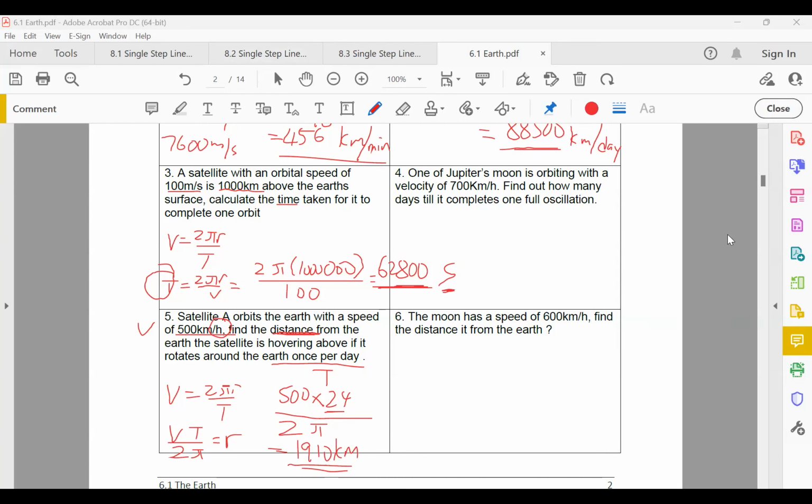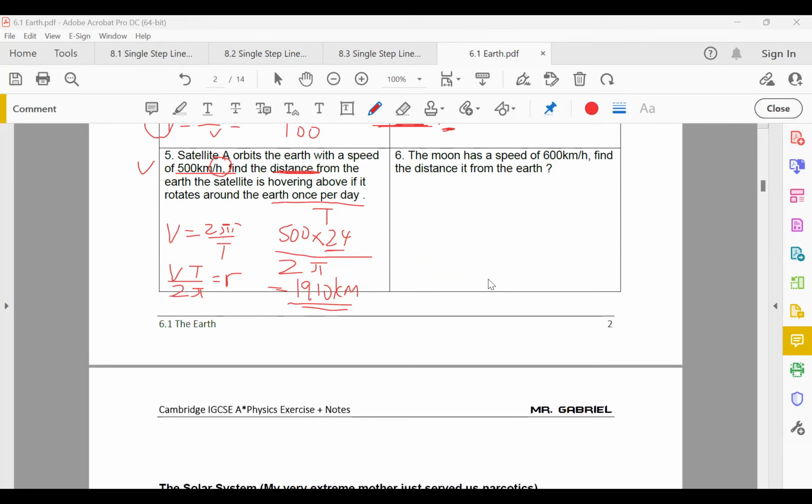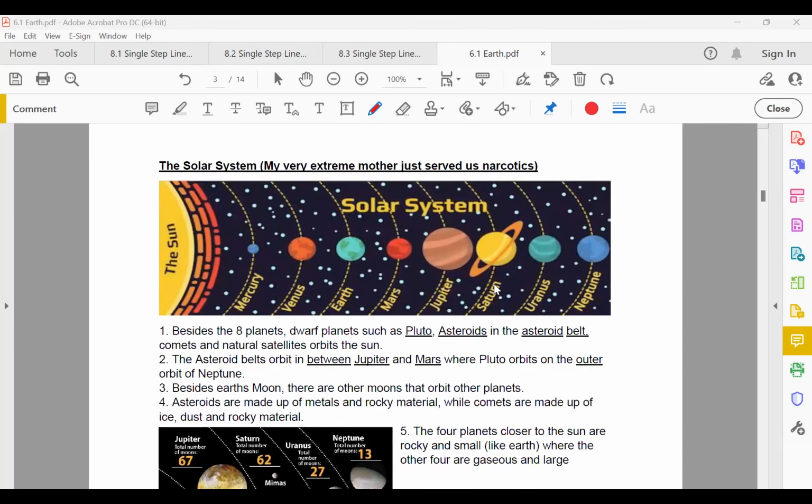Okay, easy and straightforward. Okay, moving on next. The solar system.